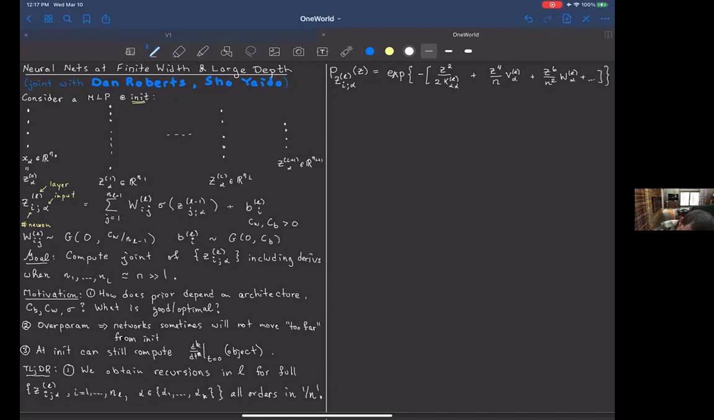So in other words, what we learn is the following: at order n to the minus k, you only have to consider the first 2k plus 2 cumulants of your process. Cumulants.